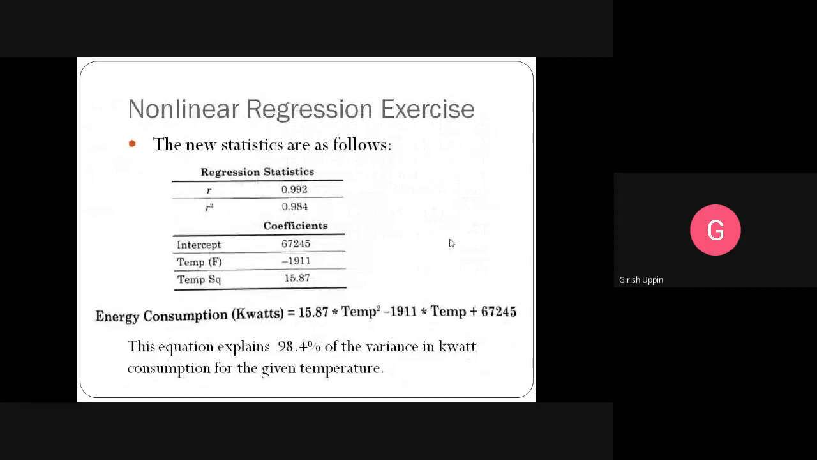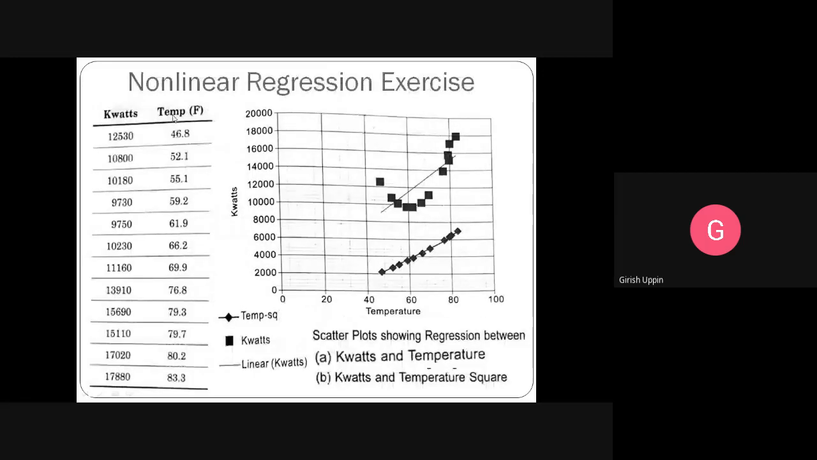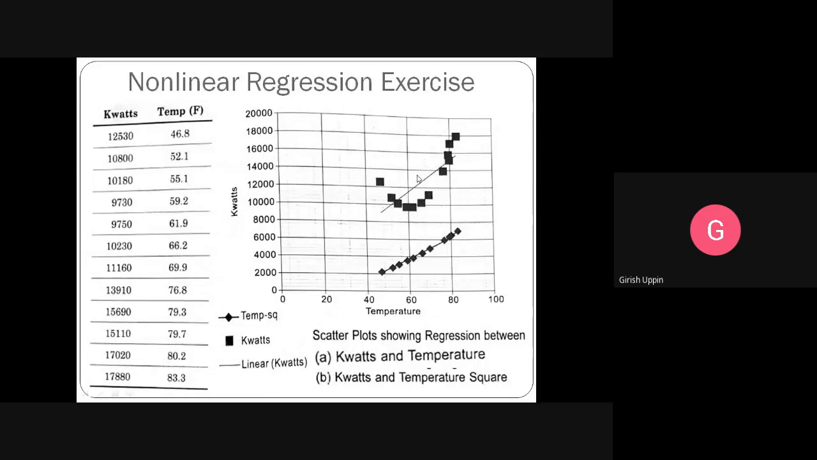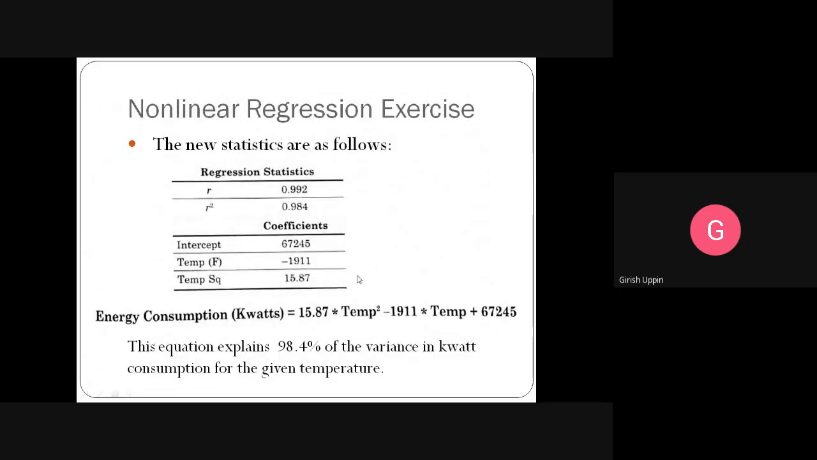Now, with a non-linear regression exercise, if I put the non-linear curve, I will get this kind of stats. I will have one predictor variable as temperature, another predictor variable as temperature square, and then I fit the model. You can see the R value is very high, 0.992, and R square is 0.984. That means this curve I have created is going to explain 98.4% of the data points. So that is a very, very good model.